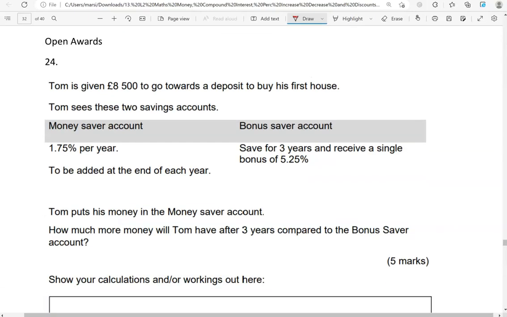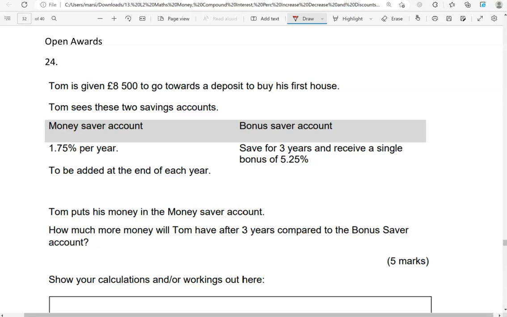Tom is given £8,500 to go towards the deposit to buy his first house. Tom sees these two savings accounts. Money saver account, 1.75% per year, to be added at the end of each year. Bonus saver account, save for 3 years and receive a single bonus of 5.25%. Tom puts his money in the money saver account. How much more money will Tom have after 3 years compared to the bonus saver account?